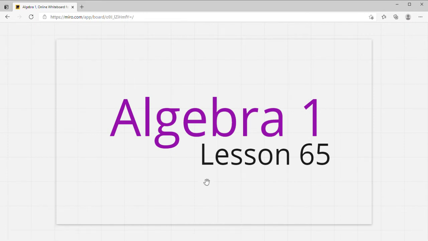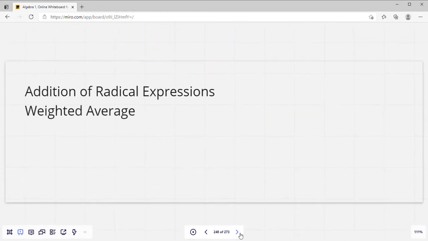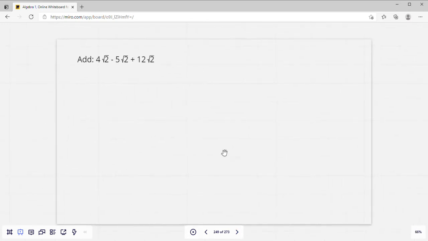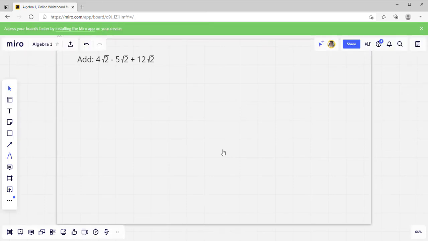This is Algebra 1, Lesson 65, and this lesson covers addition of radical expressions and weighted average. Alright, so when we're adding radical expressions, the radical expression just means that it's an expression that has a square root in it. Remember, the square root sign is called the radical. These are just like variables. We have our coefficient, that's the thing that's being multiplied, times our variable, except this isn't a variable, it's a radical expression. We can add or subtract like terms, just like when we're working with variables.